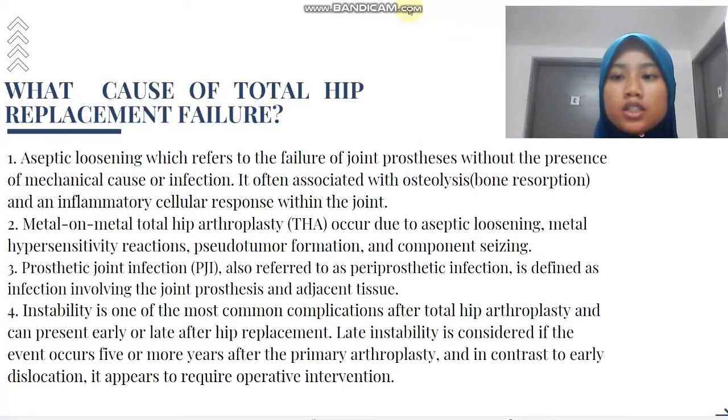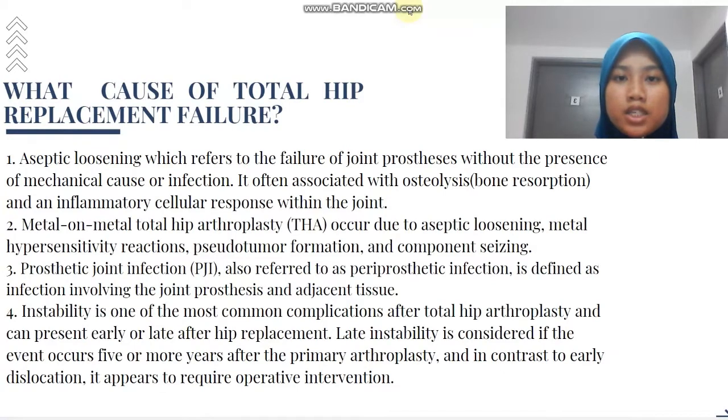Second, metal-on-metal total hip arthroplasty (THA) failures occur due to aseptic loosening, metal hypersensitivity reactions, pseudotumor formations, and component seizing.